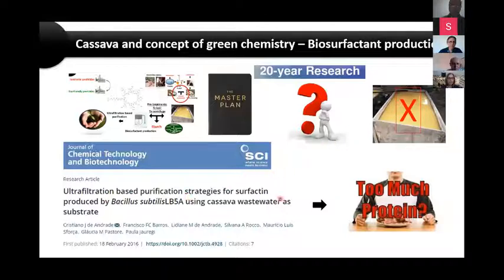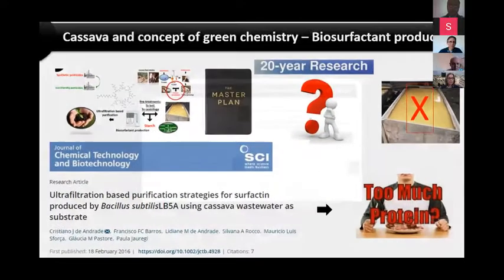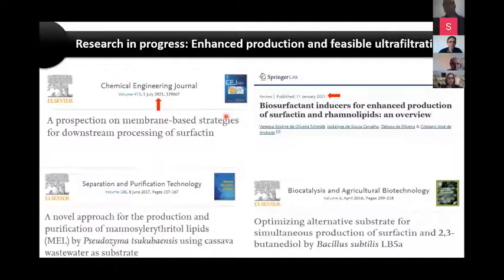So in conclusion, there's too much protein. When you think about purifying surfactants or biosurfactants from impurities, you mean separating them from proteins. In this case there are two sources of protein. The cassava water contains proteins, and the bacteria and yeast also produce protein. So it's too much protein, and our research group has been working to overcome this situation right now.